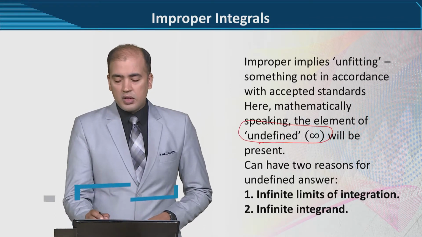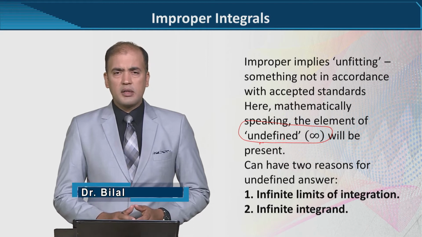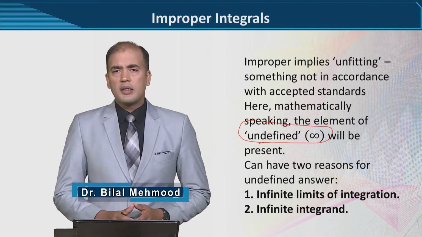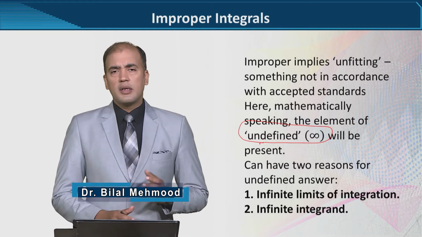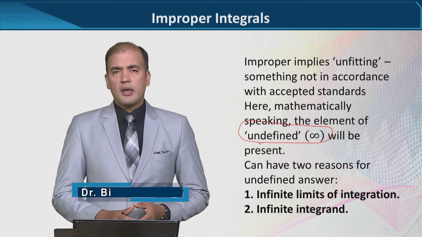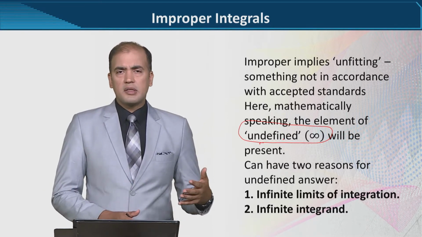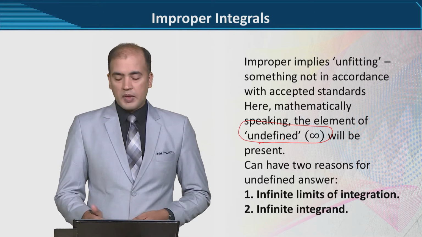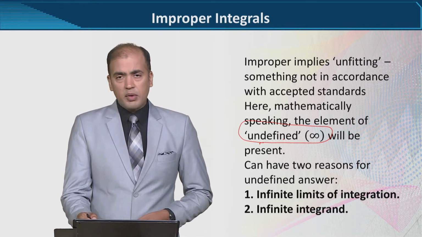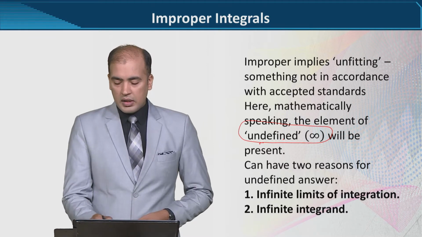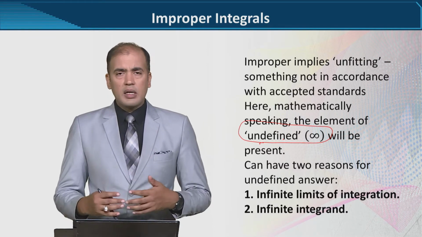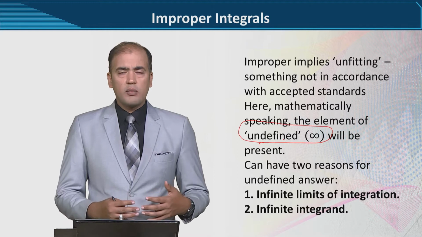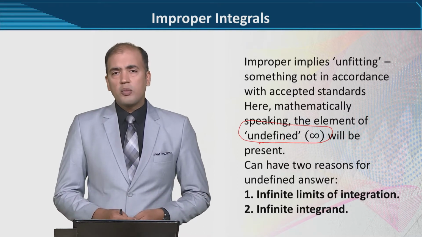Something which is not suitable in economics is undefined or infinity, because the economic variables are usually defined, they have certain limits. It can be there in mathematics as well. Even in mathematics, we do not consider infinity as a suitable or befitting situation. It is something unfitting. So in both of the disciplines, infinity is unwelcome, and how it can occur in this type of definite integral, there are two possibilities.